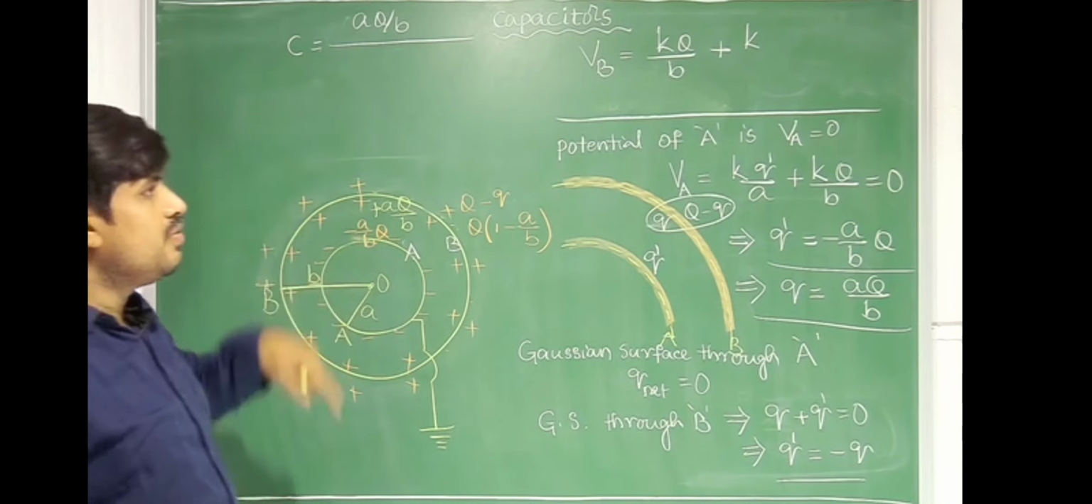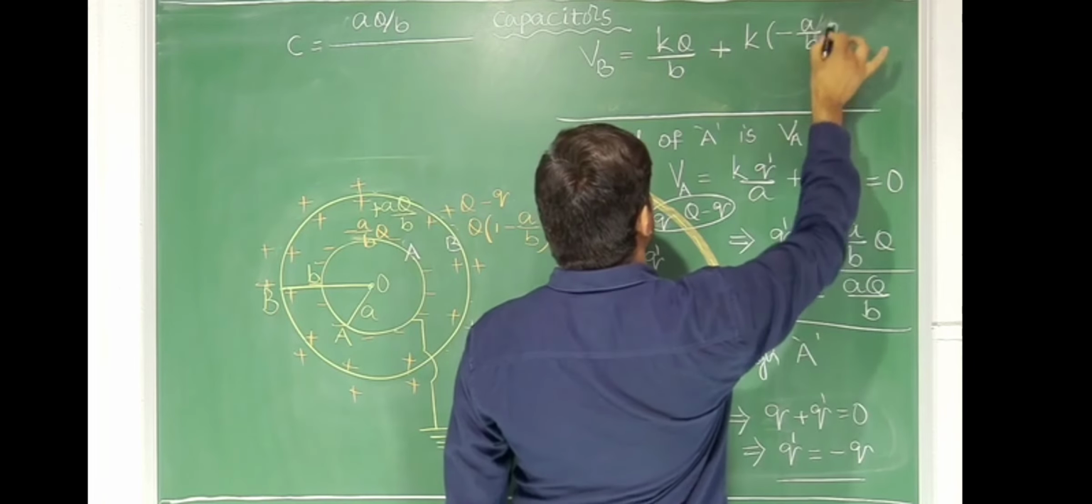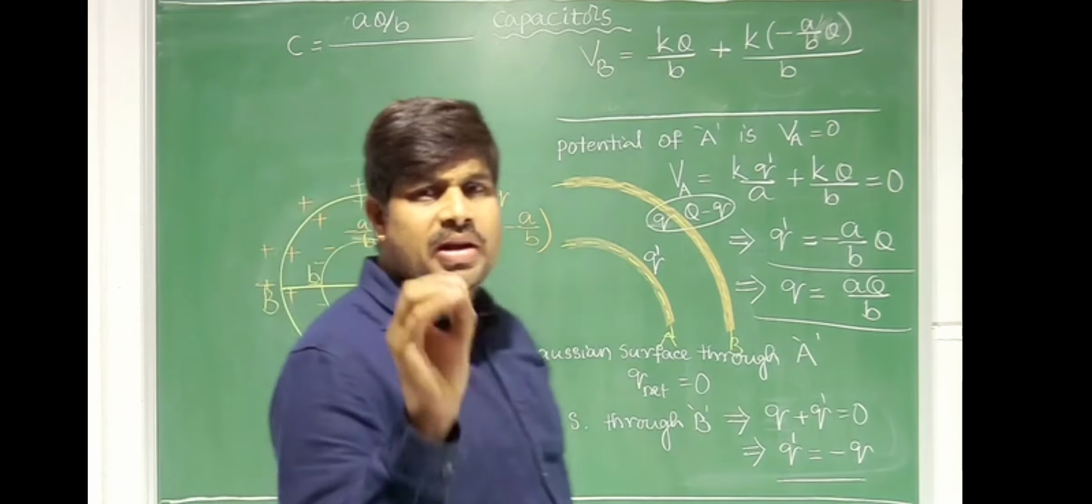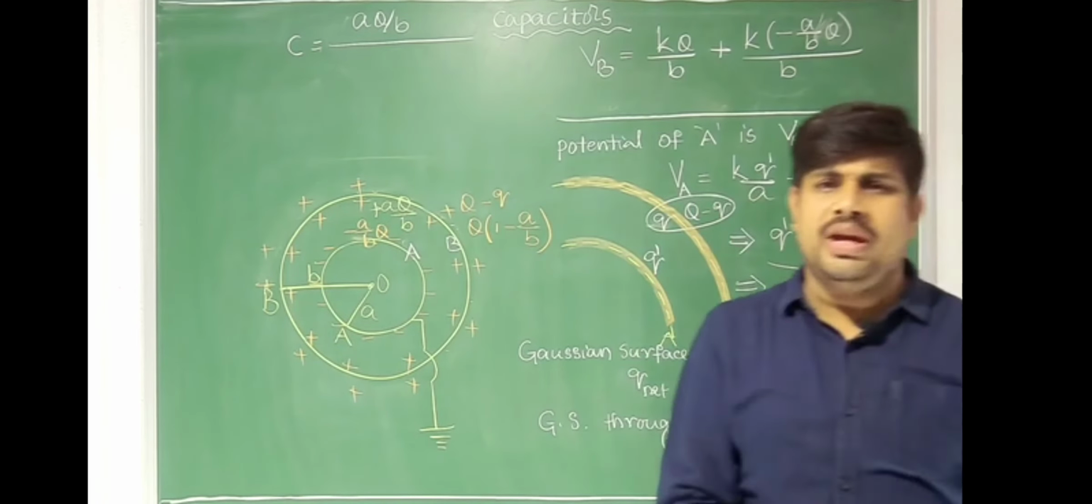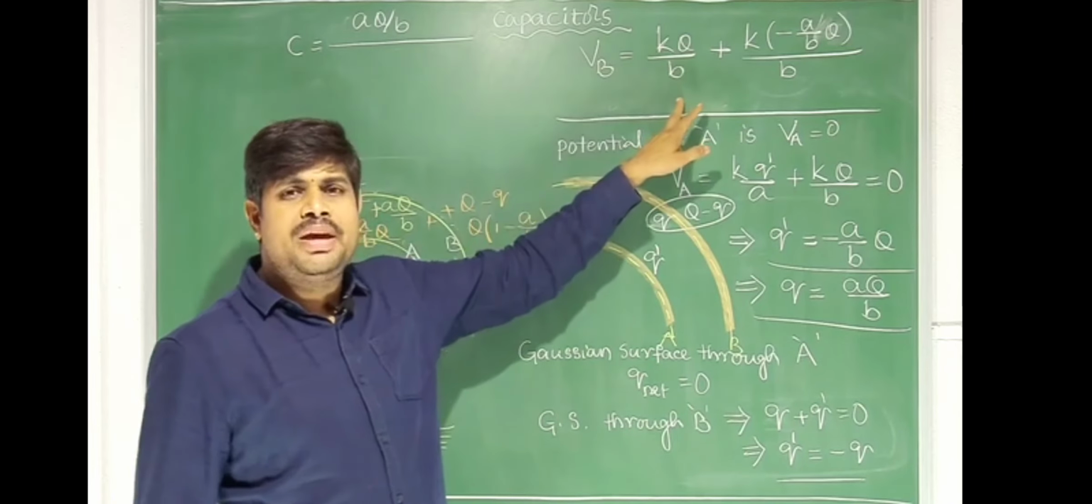Minus A by B times of Q. So here I write minus A by B times of Q divided by enclosing B. अब देखिए, आपको समझ में आएगा. अगर only conductor B है, B के ऊपर चार्ज Q है, then what is the potential of B? आराम से सोचिए, 1/4 epsilon naught charge on B divided by its radius.